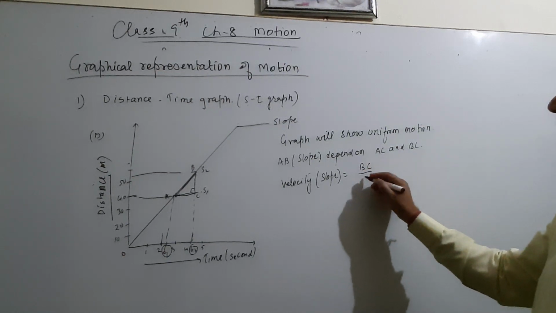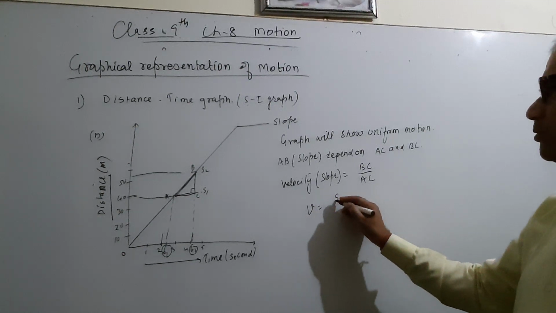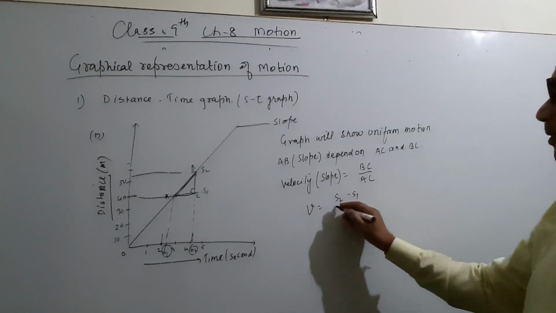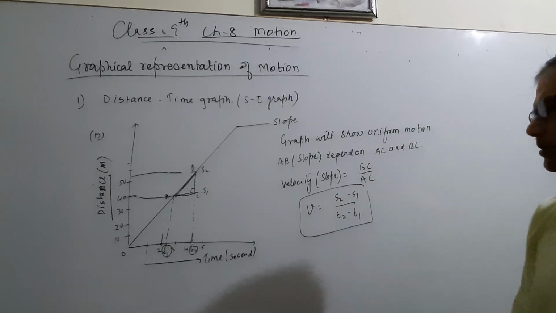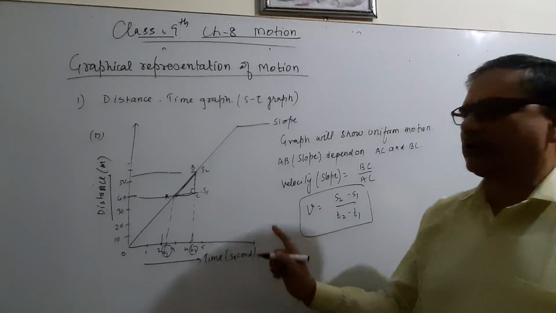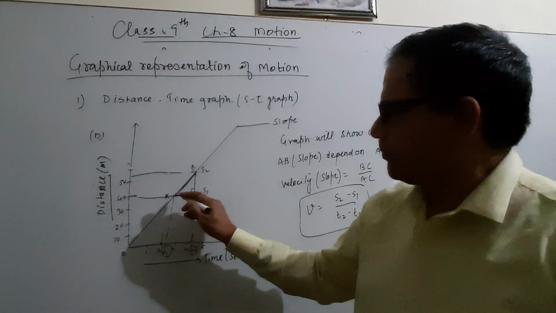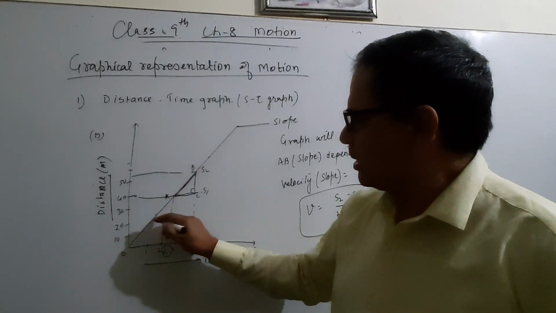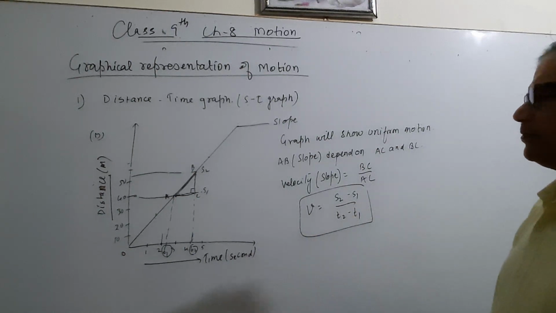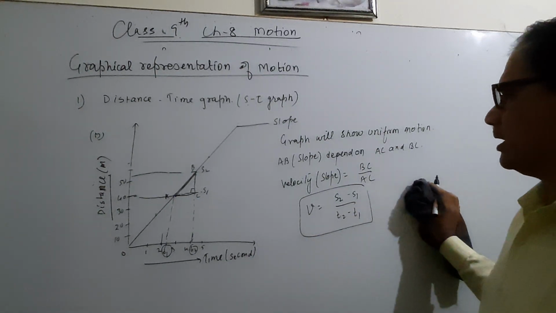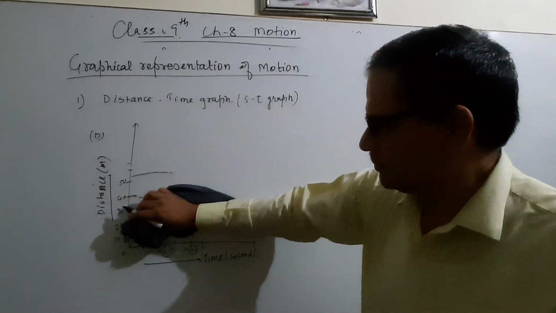BC upon AC. This velocity V is equal to AB, meaning S2 minus S1 upon T2 minus T1. This formula is also used to calculate the velocity graphically. And here the velocity is same. And the next graph means uniform velocity. And the next graph will indicate non-uniform motion, non-uniform velocity.